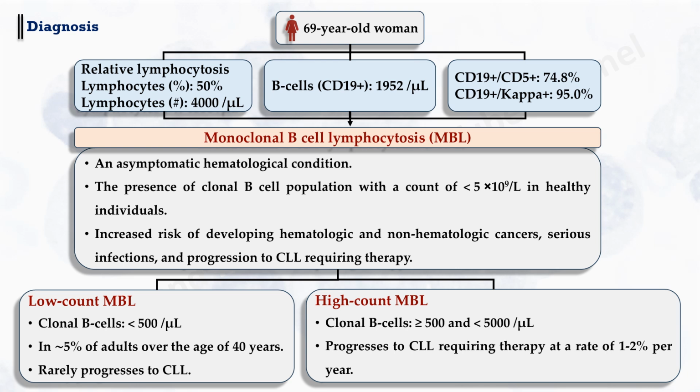Low-count MBL can be detected in about 5% of adults over the age of 40 years when assessed using standard sensitivity flow cytometry assays. Low-count MBL rarely progresses to CLL. High-count MBL progresses to CLL requiring therapy at a rate of 1 to 2% per year.